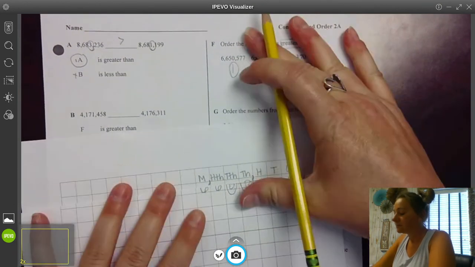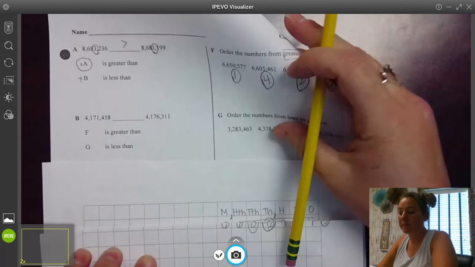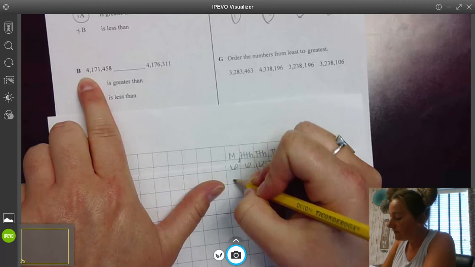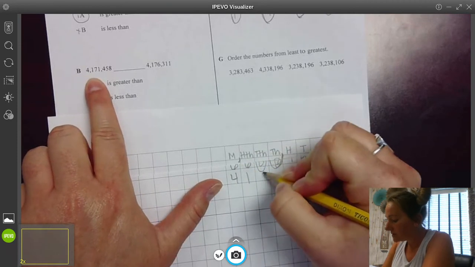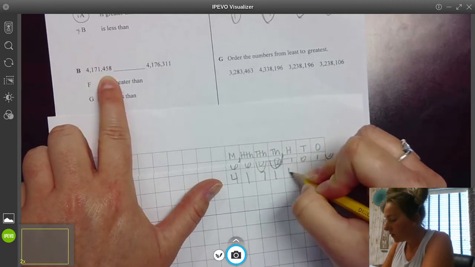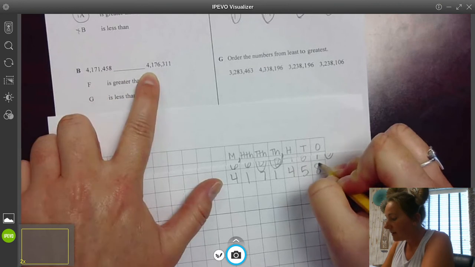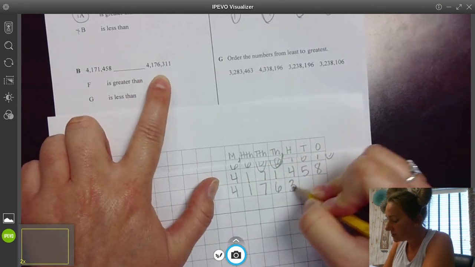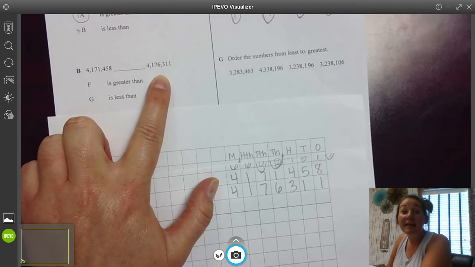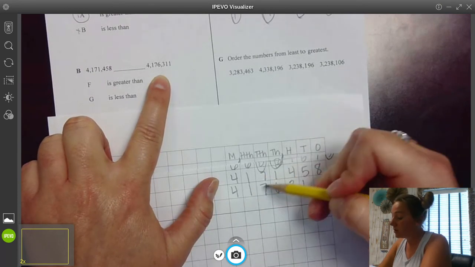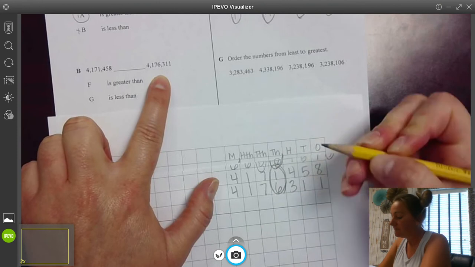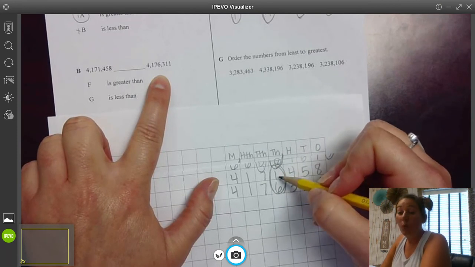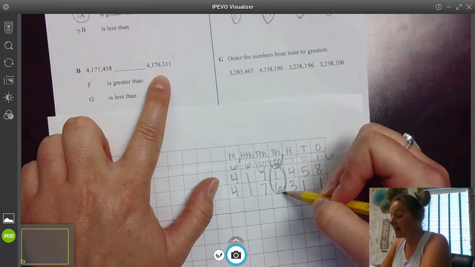All right, take a look here. We're comparing this number to this number. So I have 4,171,458. And I'm comparing it with 4,176,311. Look at the greatest place value. They both have 4s, 1s, 7s. Oh, here it is in the thousands place again. So we're comparing the 1,000 to 6,000. Well, we would say that 1,000 is less than 6,000.